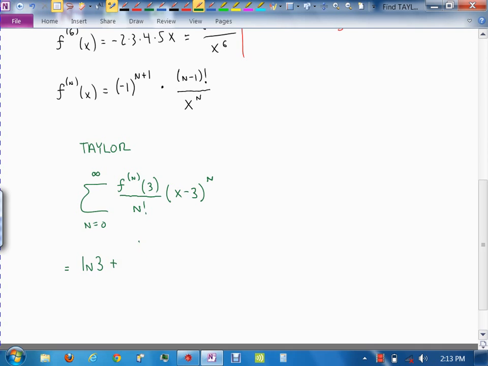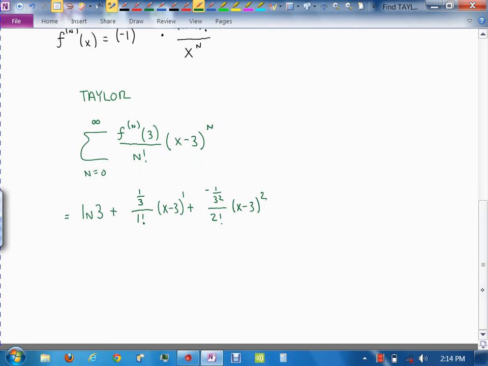1/3 over n factorial, which is 1 factorial. I'm going to write it down. X minus 3 to the first power. Plus, what was the second derivative evaluated at 3? It was negative, what? 1 over 3 squared. Over 2 factorial, x minus 3 squared.